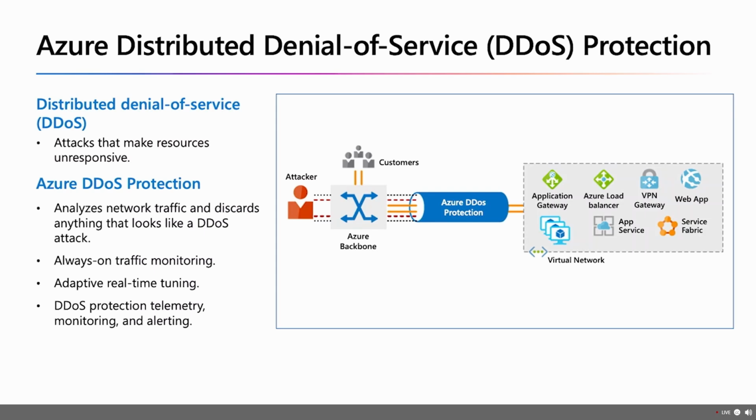mitigation features to defend against DDoS attackers. The DDoS Network Protection protects your specific Azure resources in a virtual network, while the DDoS IP Protection is a pay-per-protected-IP model.